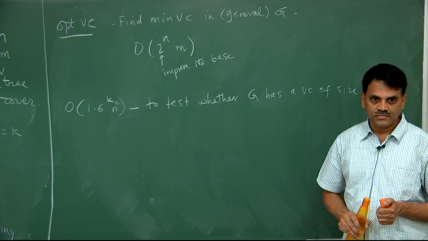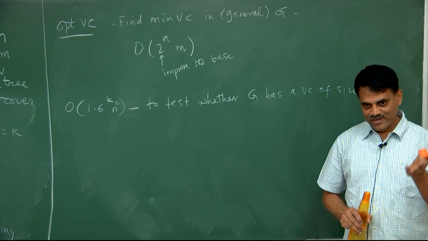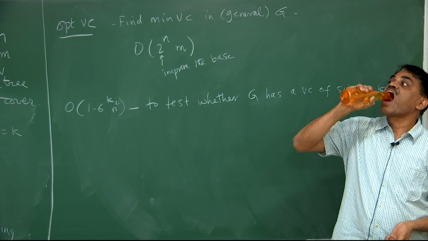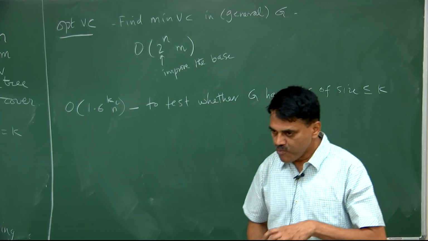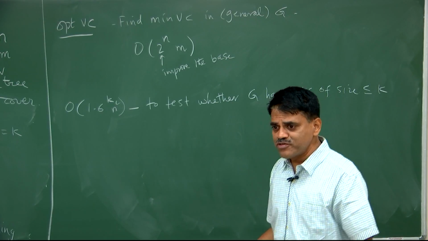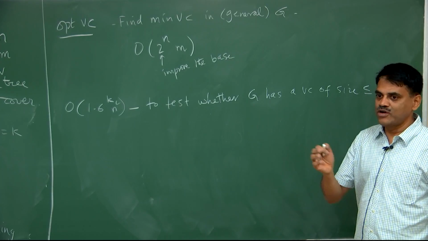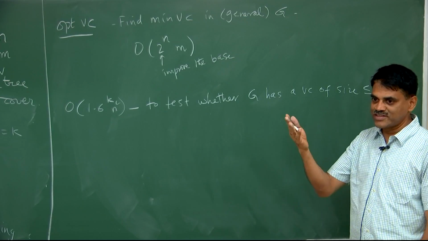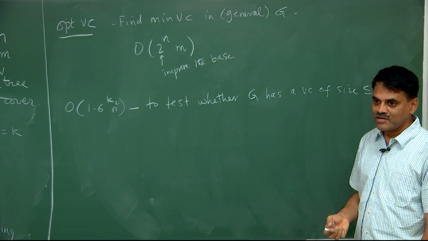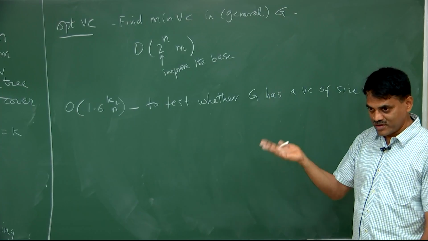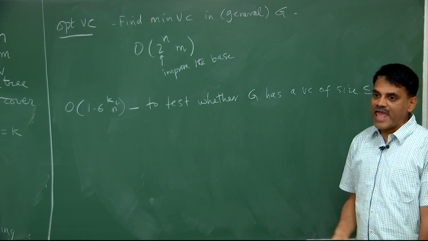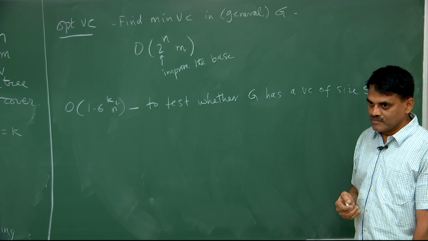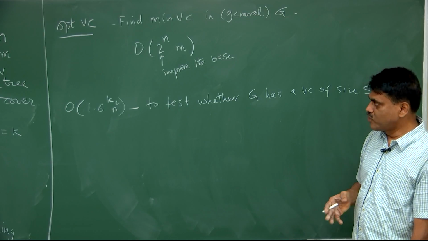Do a binary search. Yeah, you can do binary search. You can even do linear search. Find k by trying all values of k. Try k equal to 1: is there a vertex cover of size 1? Run this algorithm. Is there a vertex cover of size 2? We could go from 1 to n by 2, whatever. Even if you go up to n minus 1, how much time does this algorithm take?